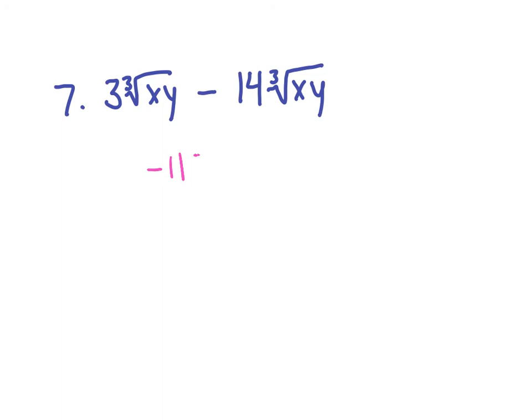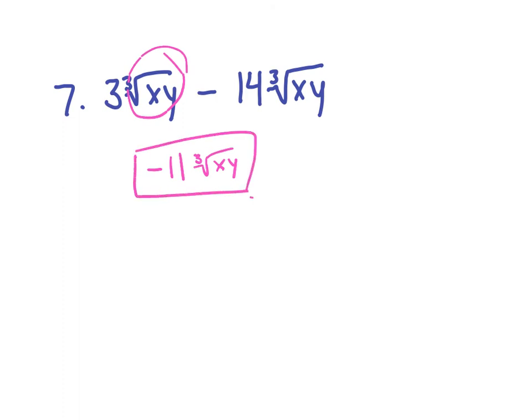The cube root of x squared. Just xy. It always stays the same. So this is like 3 apples minus 14 apples is just negative 11 apples. It just stays the same. Any questions there?